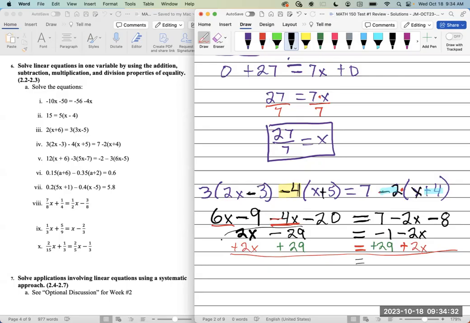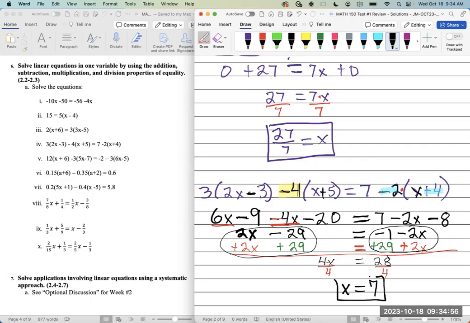So now when I add this side, I'm left with 4x. When I add the right side, I'm left with 28. My goal is to isolate x. What's blocking the goal is multiplying by 4. So I choose to divide both sides by 4. And I find out that x is 7.